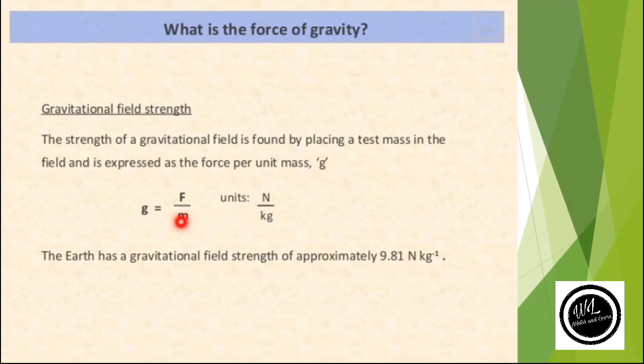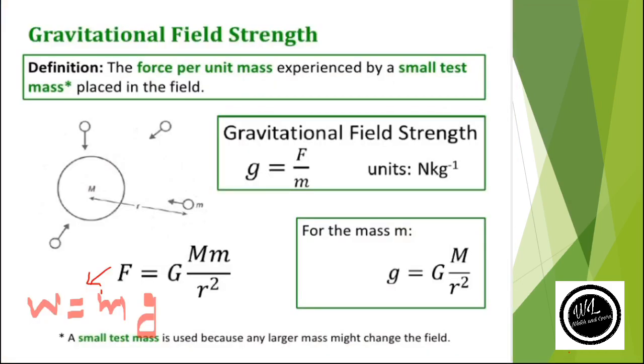So the unit of gravitational field strength will be Newton per kg. Gravitational field strength is basically equal to the value of g. As we know that the value of g is equal to 10 meters per second square, so the gravitational field strength will also be 10 Newton per kg.